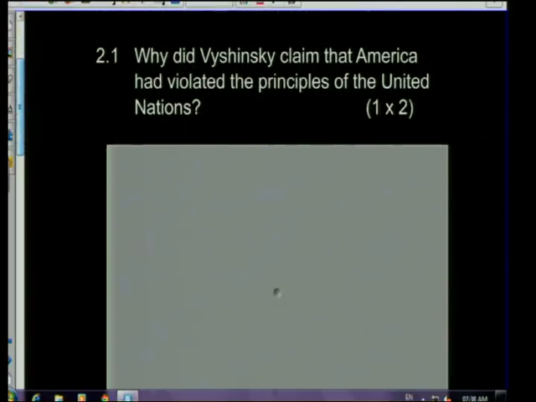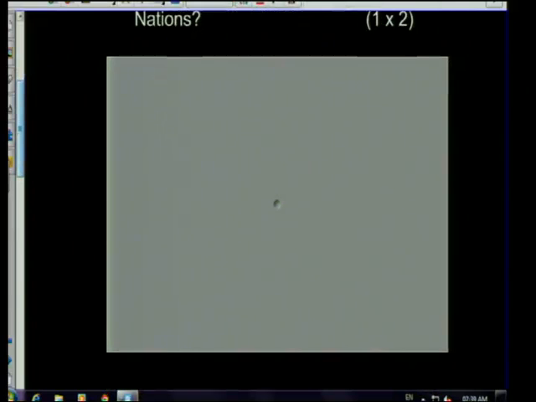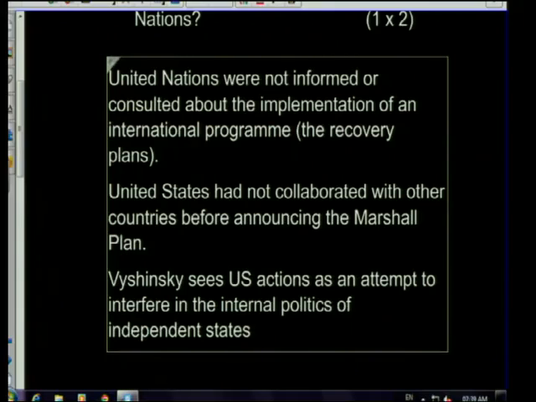Now let's quickly look at the type of questions you can get from looking at these sources. Why did Wyszynski claim that America had violated the principles of the United Nations? So again, that will be found in the actual source. Okay, now let's look at the possible response here. The United Nations were not informed or consulted about the implementation of an international program. That means the recovery plans, the Marshall Plan. That was just the American policy, and they had not consulted the United Nations about it.